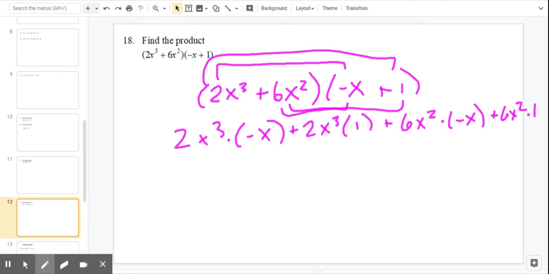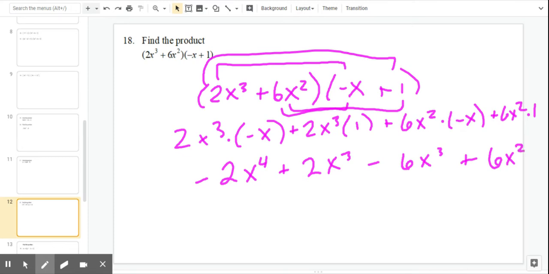So 2x cubed times negative x is negative 2x to the 4th, plus 2x cubed times 1 is 2x cubed. And then we have 6x squared times negative x, which is negative 6x cubed, plus 6x squared times 1 is just 6x squared. And then, as always, we need to combine like terms.